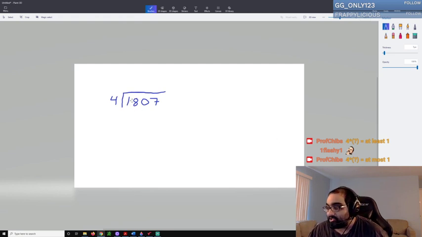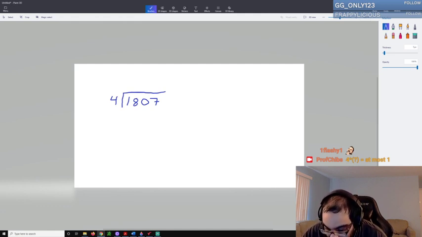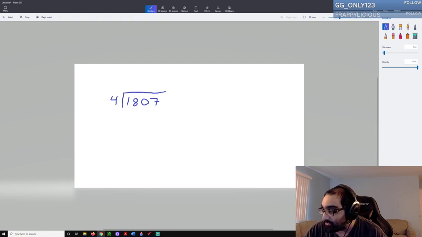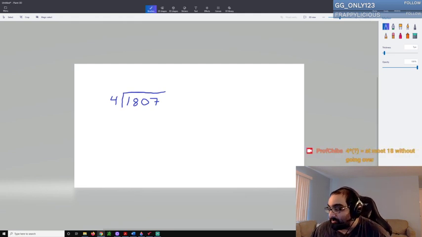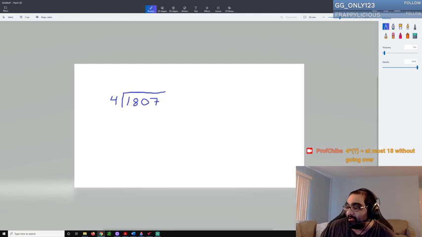But if the answer is 0, we're going to take the next number over. We're going to take 8, and we're going to put these 2 numbers together as 18, okay? So let's answer this question here. I'll type it in once again. 4 times what is equal to at most 18 without going over? So what's the biggest number we can multiply by 4 to get at most 18? We're not going to necessarily hit 18, but at most 18.